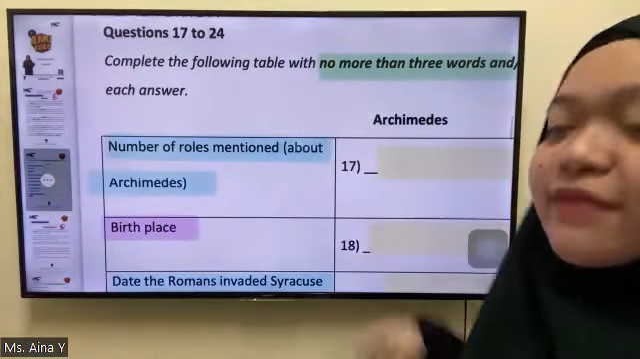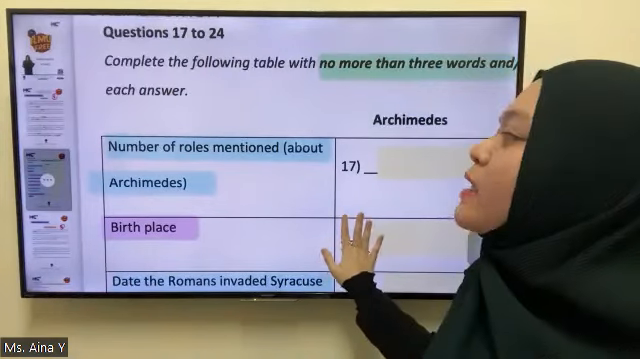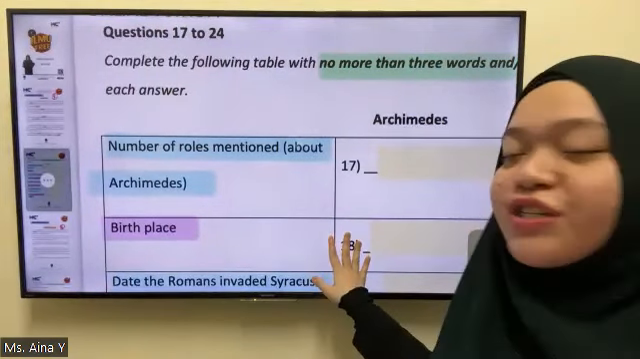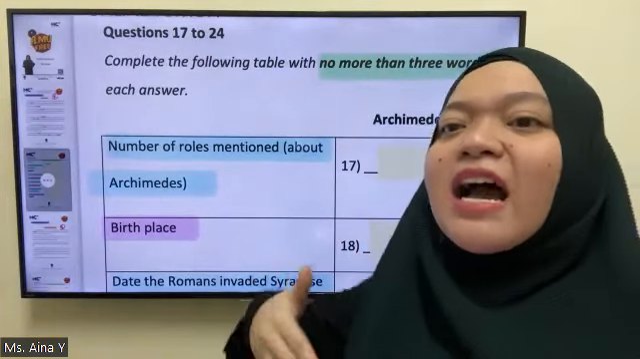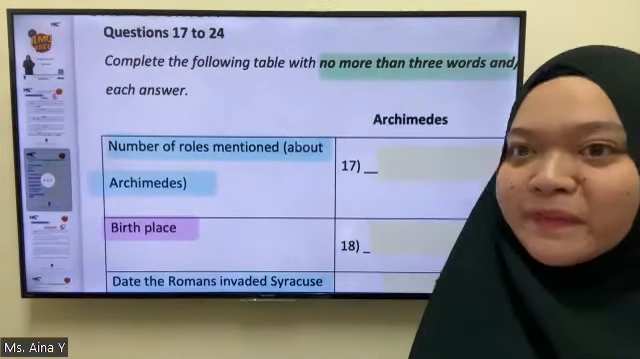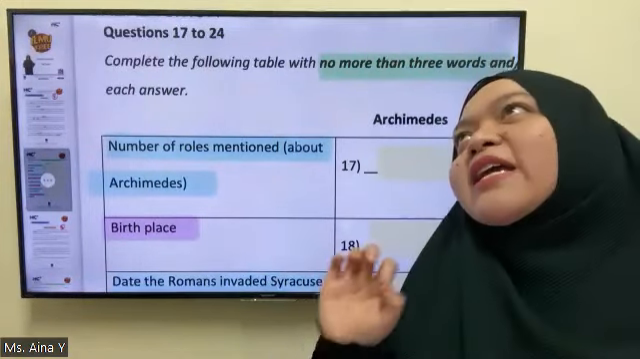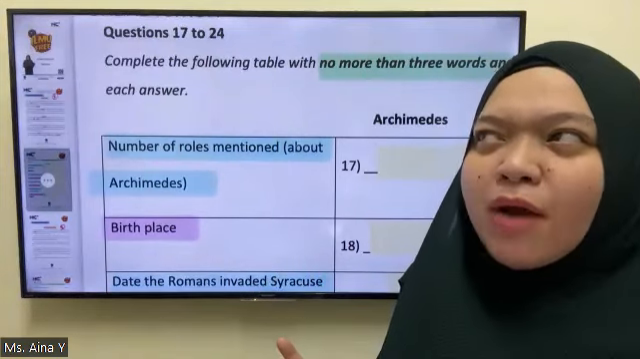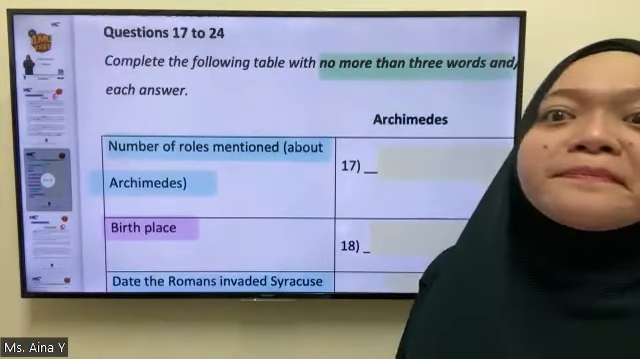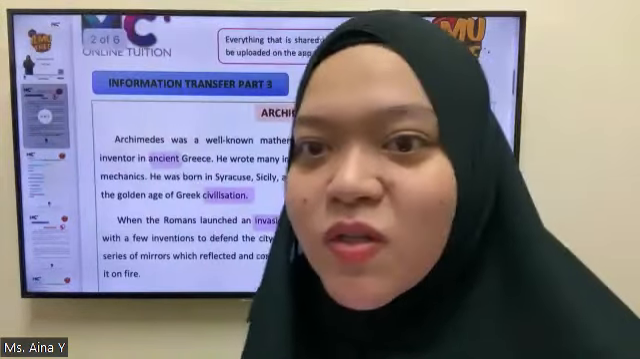Number 17. 17 sebab ini ikut turutan dekat dalam paper 1. Number of roles mentioned about Archimedes. So berapa peranan yang Archimedes ni mainkan? How many roles? Berapa jumlah dia? Teacher bagi, I give you a hint. The clue is in paragraph 1. Ha! So what's the answer? I give you 10 seconds.